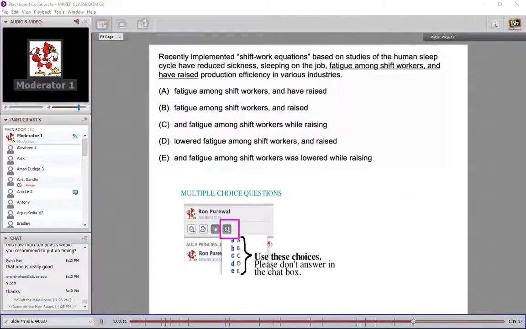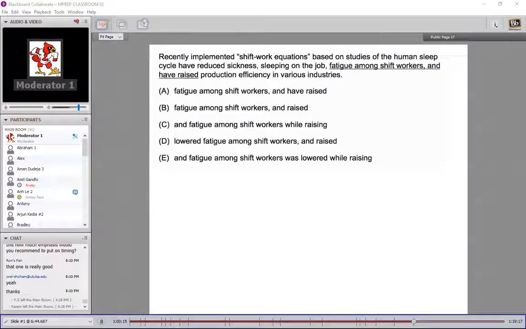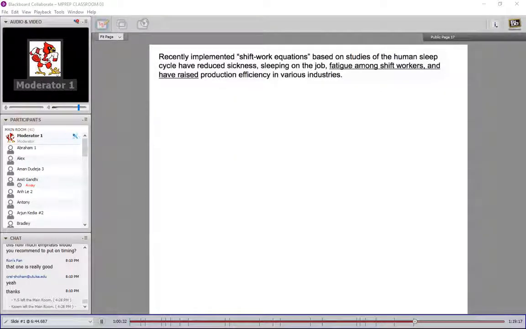Okay, back to the problem. Let's cover the choices up. There are about 10 or 12 of you who haven't picked choices yet, so you should do that. Let's talk about this before, let's cover the choices.